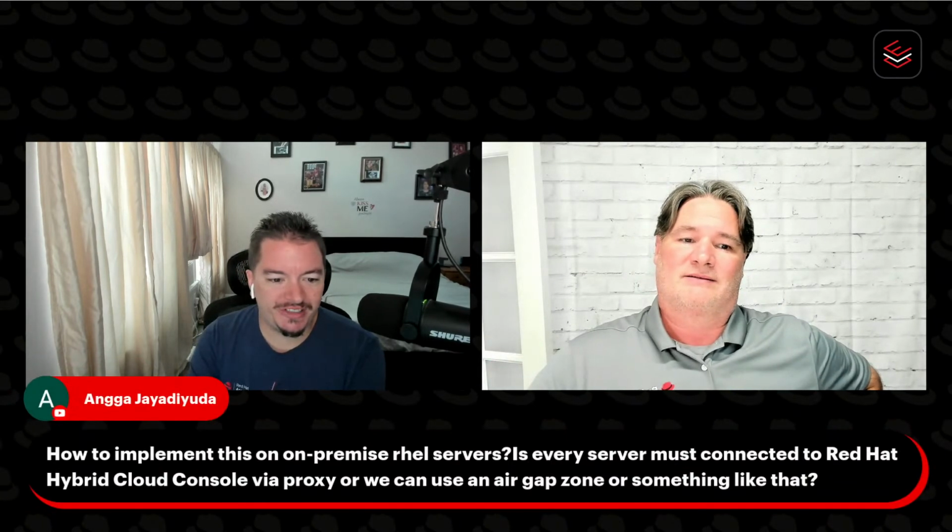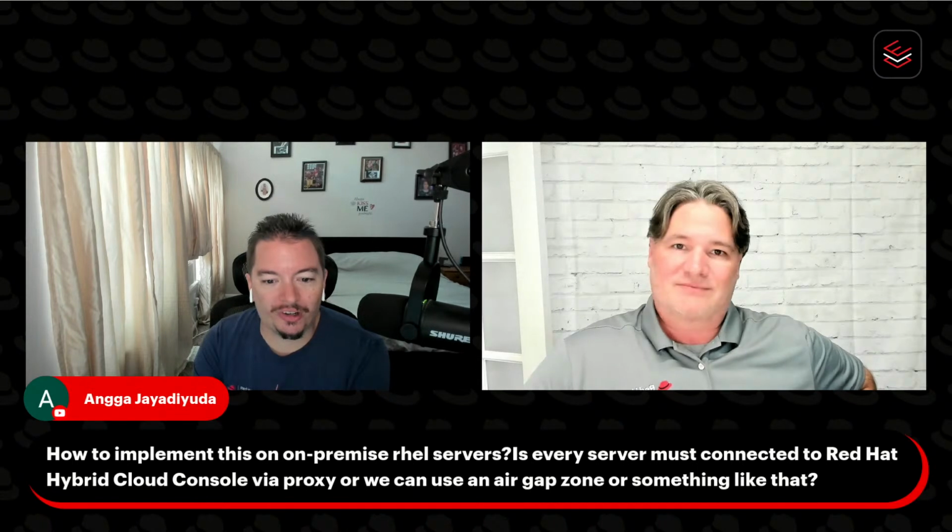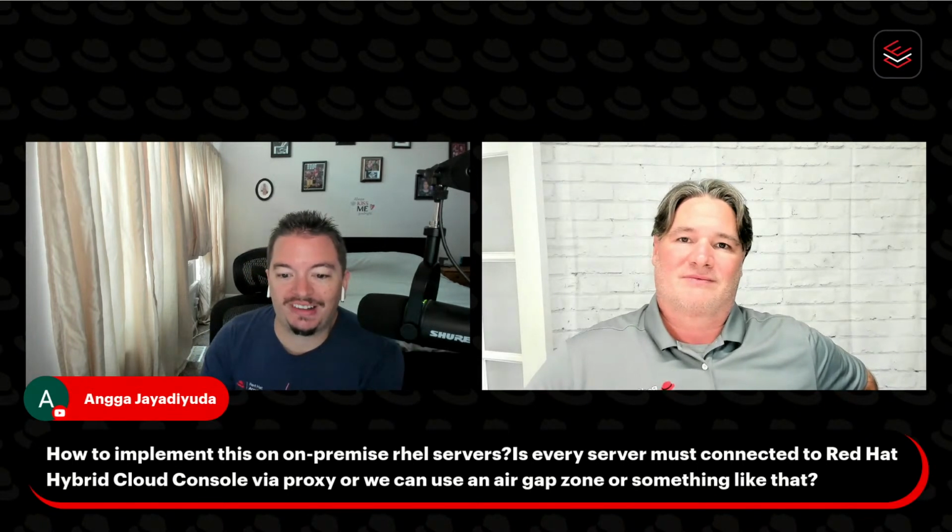So first question is how to implement this on-premise. Does every service need to be connected to the Red Hat Hybrid Cloud Console? Or can you have a proxy, or will it work in something like air-gapped environments? We talked a little bit about this in the first episode. So this is an online capability. Insights and the Hybrid Cloud Console does require a connection to the internet somewhere. That does not have to be a direct connection, but it does require a connection. So completely on-premise is not an option.